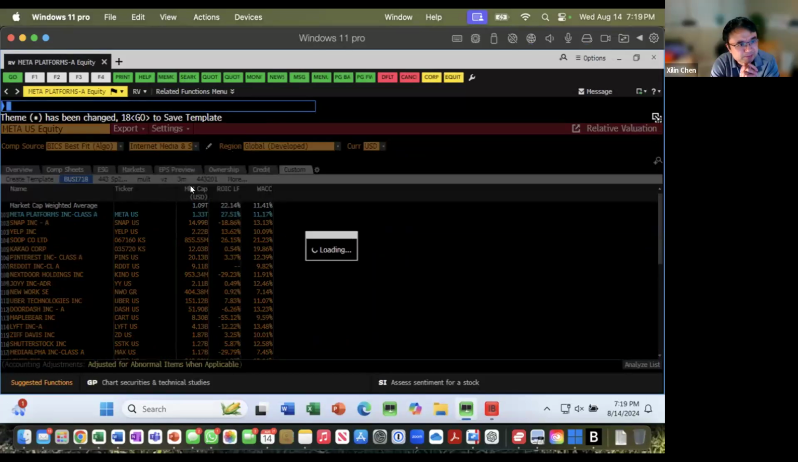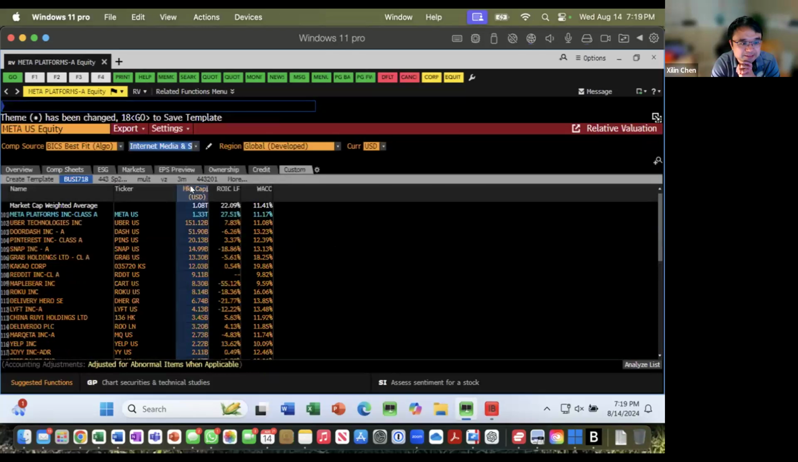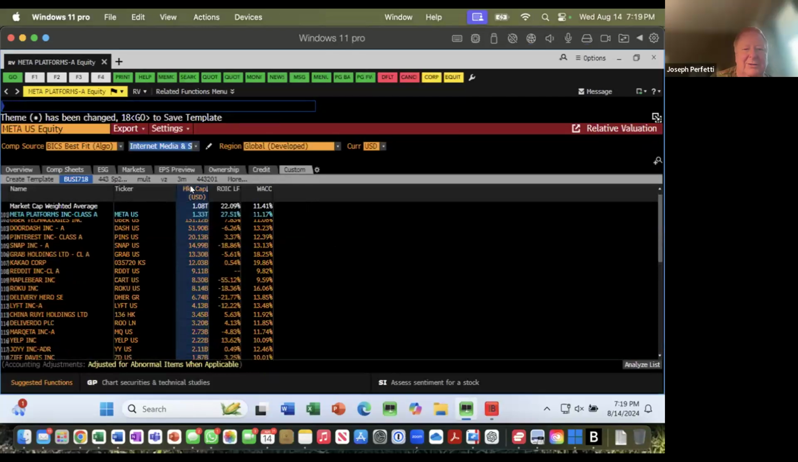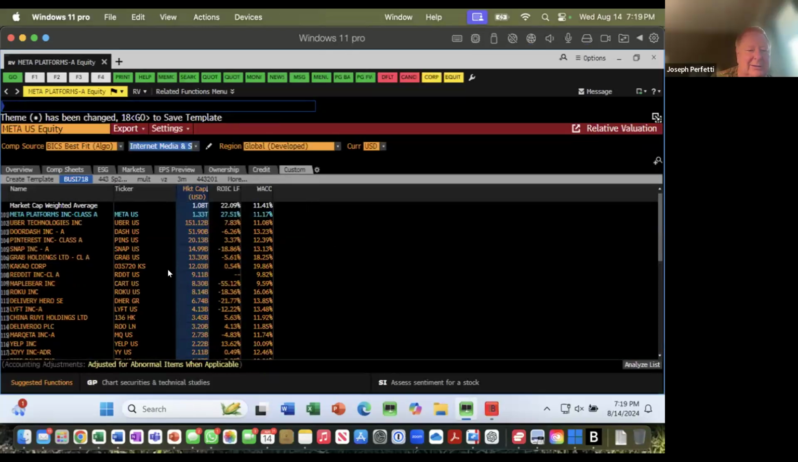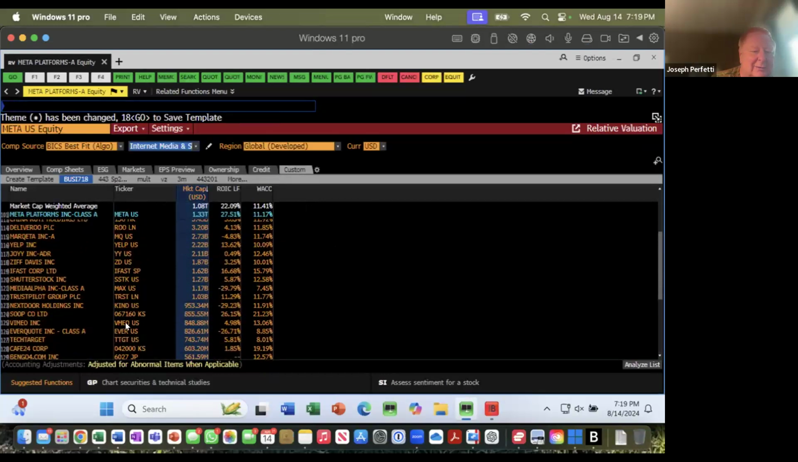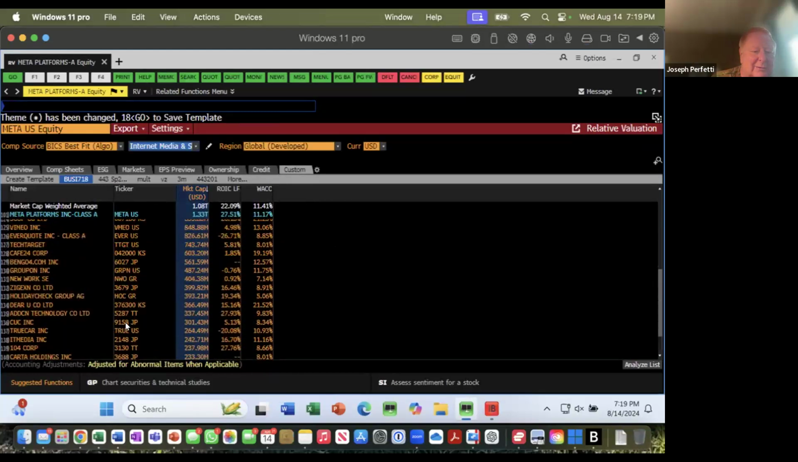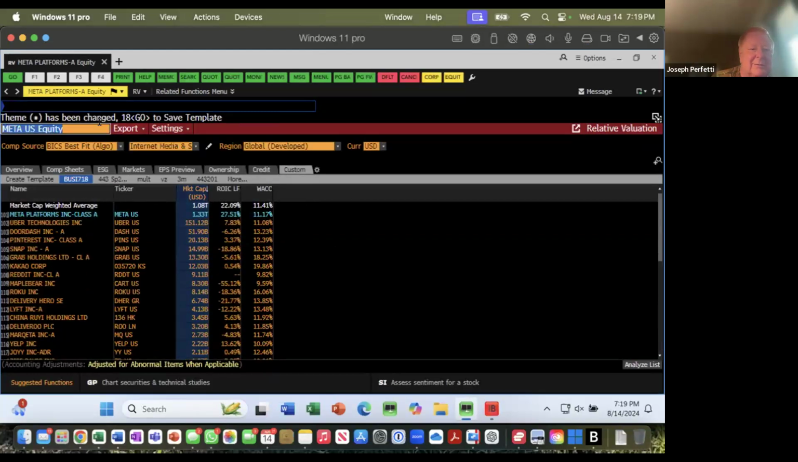Is Alibaba a social company? Not sure. They're like eBay. I thought it was like an all-in-one, social purchasing. I mean, Tencent is all in one. Alibaba is different. Let's just see who's big here. Global internet. Why is that not showing up?